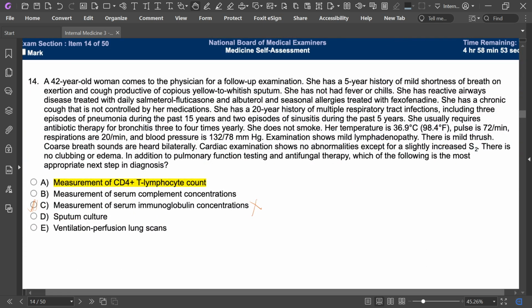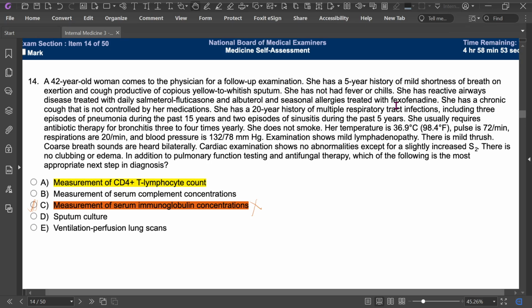The next question is about measurement of serum immunoglobulin concentration. A history of sinopulmonary infections in an otherwise healthy adult with thrush raises the possibility of a late presenting primary immunodeficiency. Multiple sinopulmonary infections in an otherwise healthy patient with thrush raise suspicion of CVID.